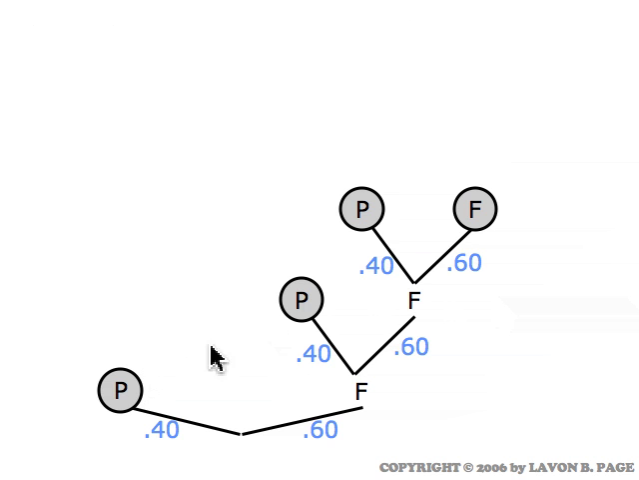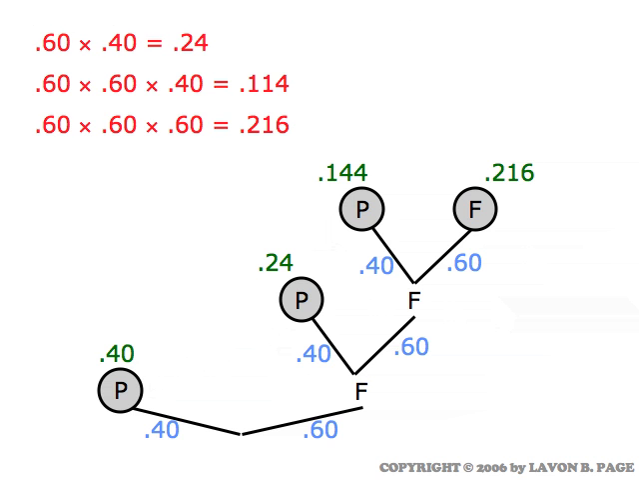To calculate the probability of any of the 4 outcomes, we simply multiply up the branches as usual. 0.4 is this probability, 0.6 times 0.4, 0.24 is this probability, and so forth for the other 2 probabilities shown. Their calculation is as shown above.